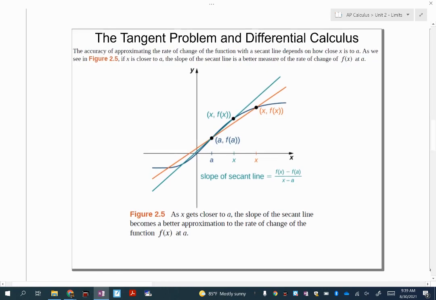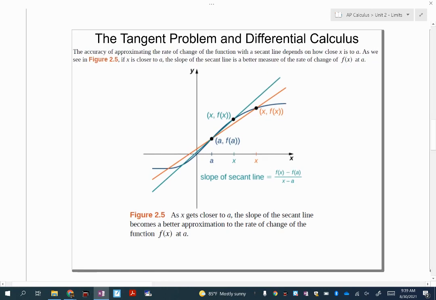All right, the idea is that if we're approximating something called the tangent line, which we'll get to in a second, if we move that other point, in this case x comma f of x, the closer that point gets to the point we care about, the a comma f of a, the better or more accurate our approximation is for the rate of change for this function at that point a.